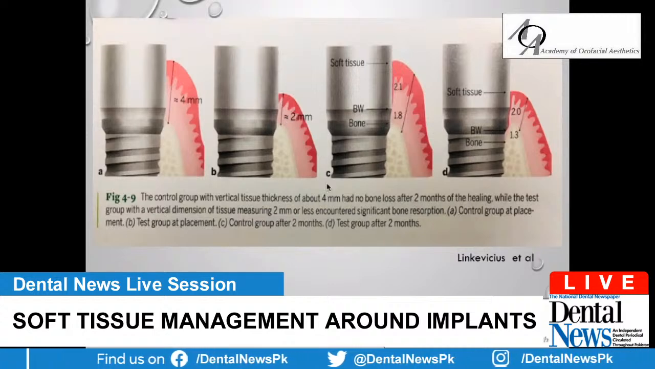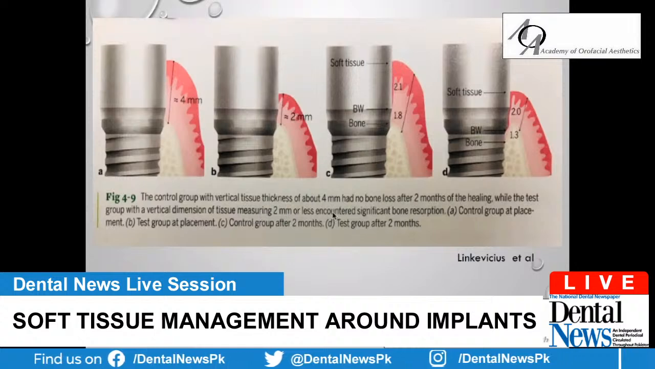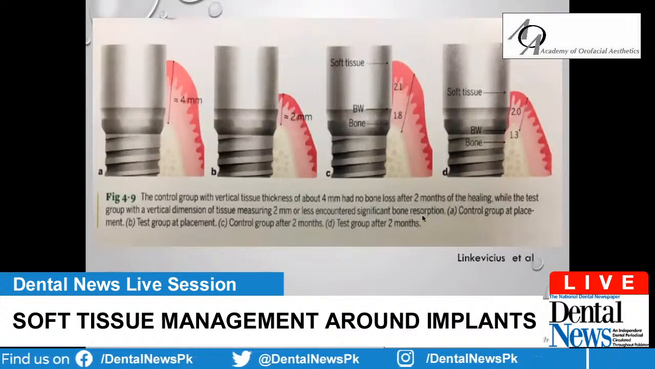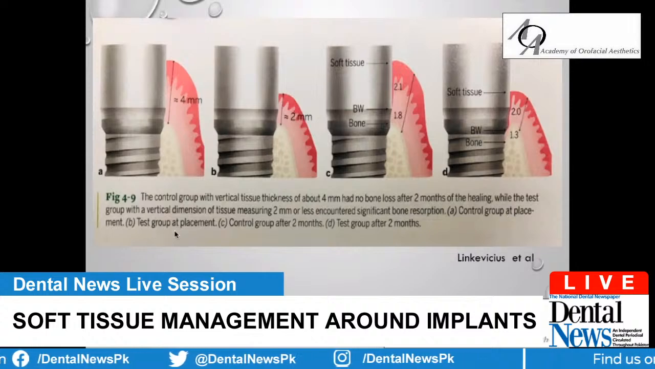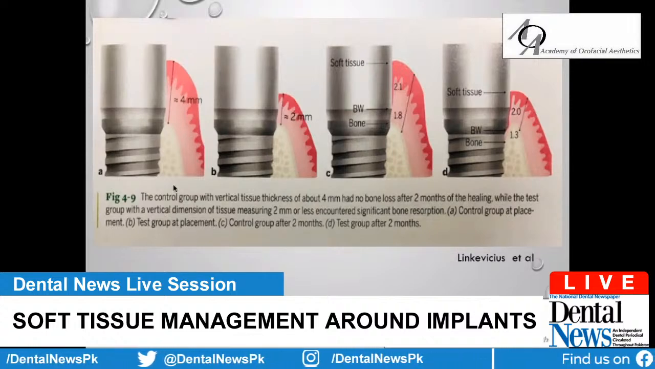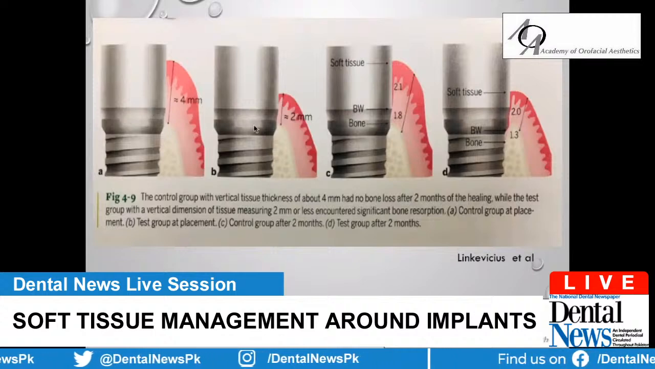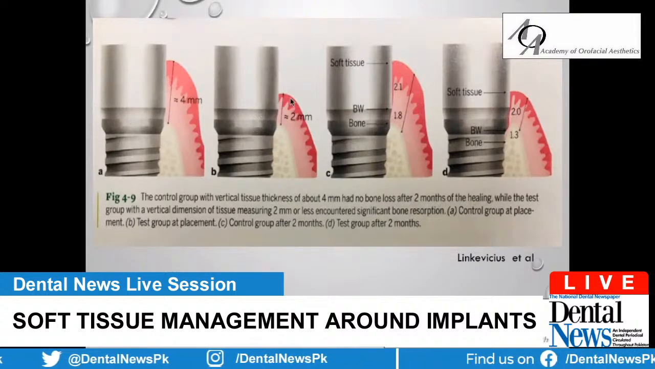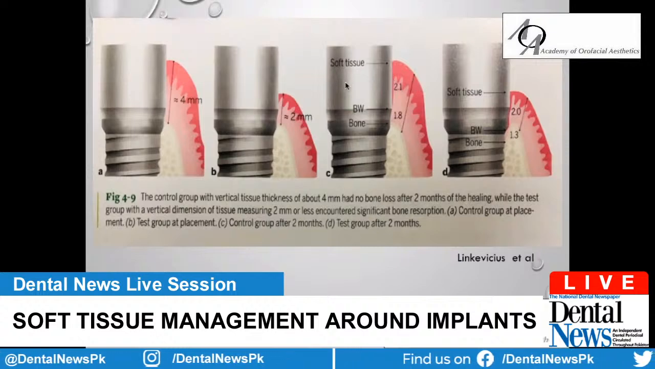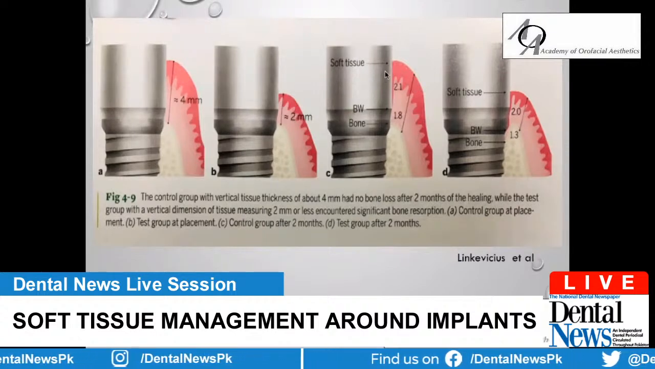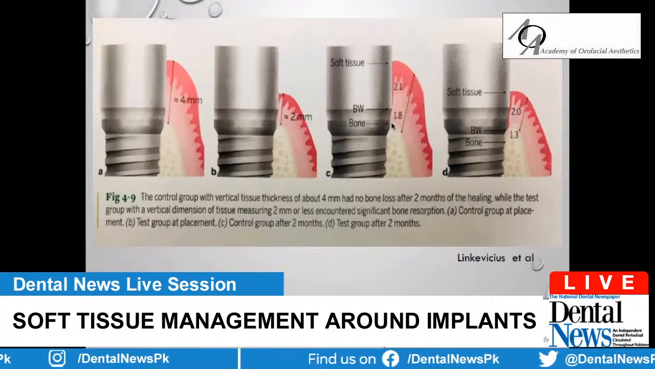After 2 months of healing, the test group with a vertical dimension of tissue measuring 2 millimeters or less encountered significant bone resorption. Control group at the placement, test group at the placement. So you can see this was the control group at the placement. This is the test group at the placement. Then they removed the 2 millimeters of keratinized tissue from the control group. Even after that, there was no bone loss.